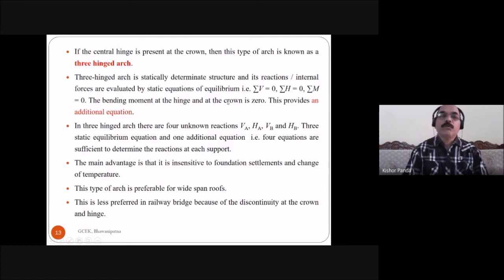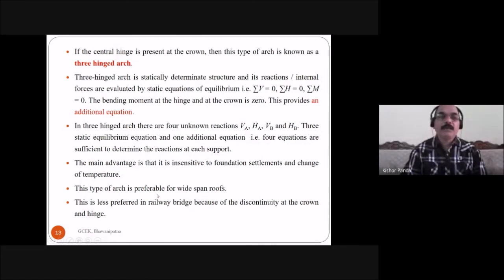Using these 4 equations, you can find out the reactions VA, HA, VB, and HB. In a 3-hinge arch, there are 4 unknown reactions VA, HA, VB, and HB. 3 static equilibrium equations and 1 additional equation, that is 4 equations, are sufficient to determine the reaction at each support. The main advantage is that it is insensitive to foundation settlements and change of temperature.